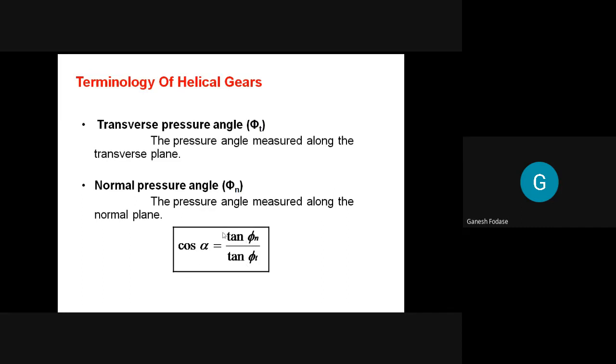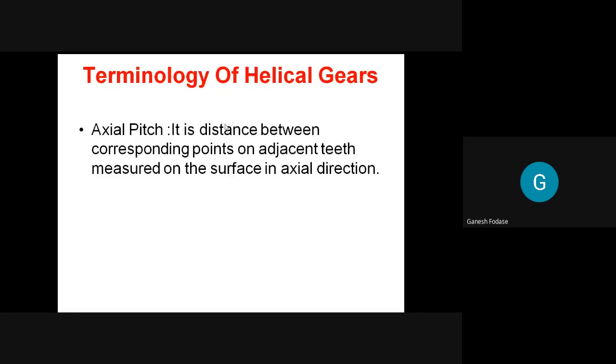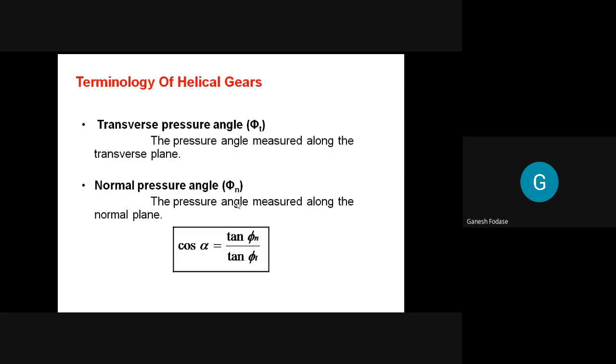For this, one more derivation is there. We will discuss it in the next topic, in the next slides. So we have seen the transverse pressure angle, normal pressure angle, the relation between them, and the helix angle. Axial pitch we also define. Axial pitch is nothing but the distance between corresponding points on adjacent teeth measured along the axial direction. If the pitch is measured along the axial direction, then it is called the axial pitch.